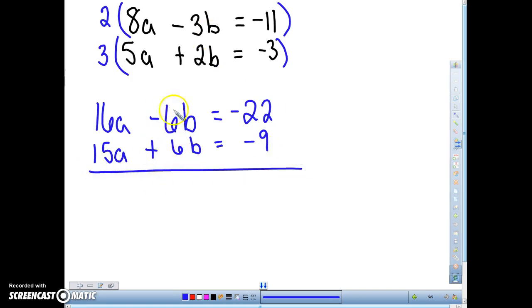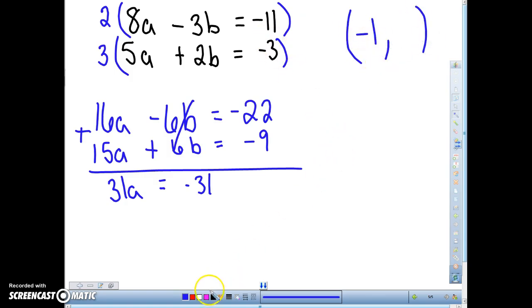Looking at the b's on this one, they have different signs, so we're adding. So we get 31a, this cancels, equals negative 31. So we know that a is negative 1. Plug it back in.